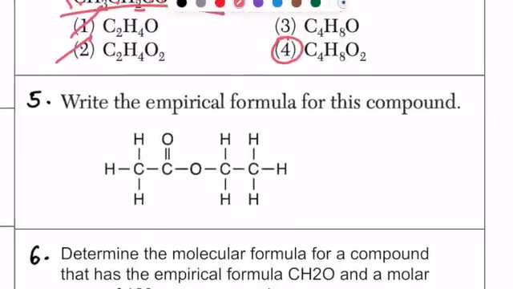Then we have to write the empirical formula for this compound. Let's first write the molecular. So we have 1, 2, 3, 4 carbons. We have 1, 2, 3, 4, 5, 6, 7, 8 hydrogens, and we see 2 oxygens. So the empirical formula of this, which is the simplest ratio, is going to be C2H4O.